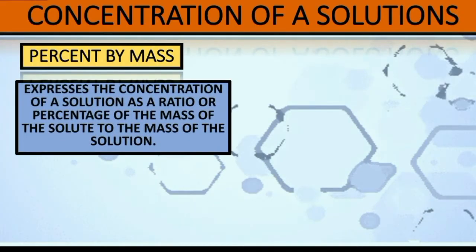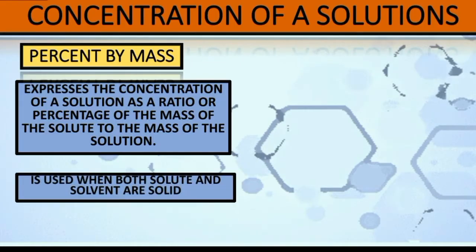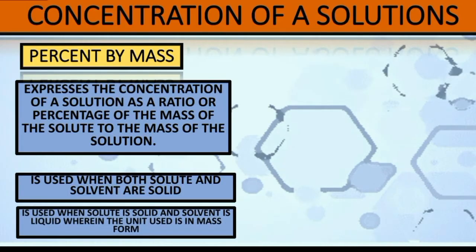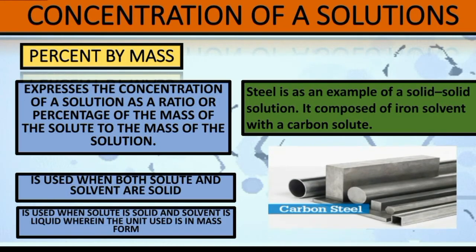Percent by mass expresses the concentration of the solution as a ratio or percentage of the mass of the solute to the mass of the solution. It is used when both solute and solvent are solid, or when solute is solid and solvent is liquid, wherein the unit used is in the mass form. For example, we have steel, an example of a solid to solid solution. It is composed of iron as its solvent and carbon as its solute.